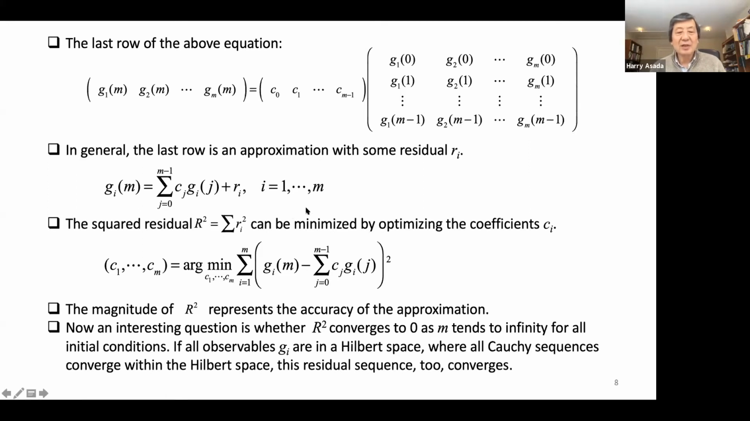Now, one interesting question, extending this: as m is extended to tend to infinity, whether this error goes to 0. In other words, whether this converges to 0. And in fact, if all observables that we use here are in Hilbert space, perhaps some of you know that all Cauchy sequences converge within the Hilbert space. If that condition is met, this residual sequence converges to 0, and then we get the closed form representation.